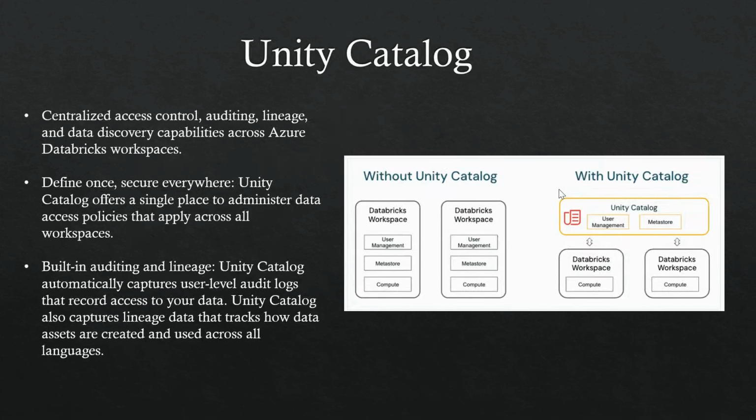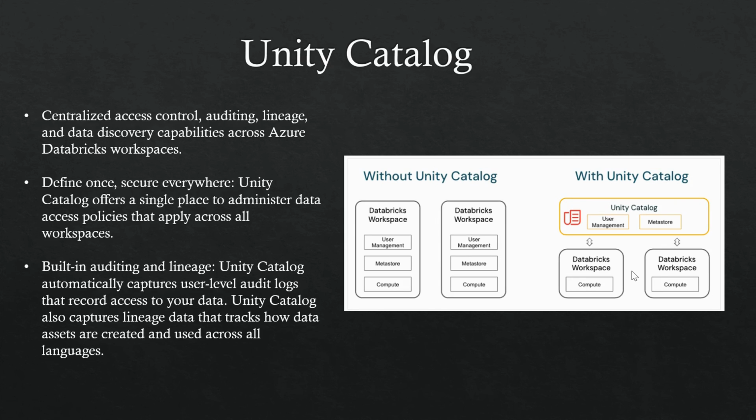So, what exactly is Unity Catalog? Unity Catalog is like a centralized system where you can control your permissions. You can do auditing. You can also get the lineage of your tables and have data discovery capabilities across all your Databricks workspaces. So let's say you have a workspace where you are providing some permissions. You need to provide the permissions only once, and those permissions can be utilized across all your workspaces with the help of the Unity Catalog.